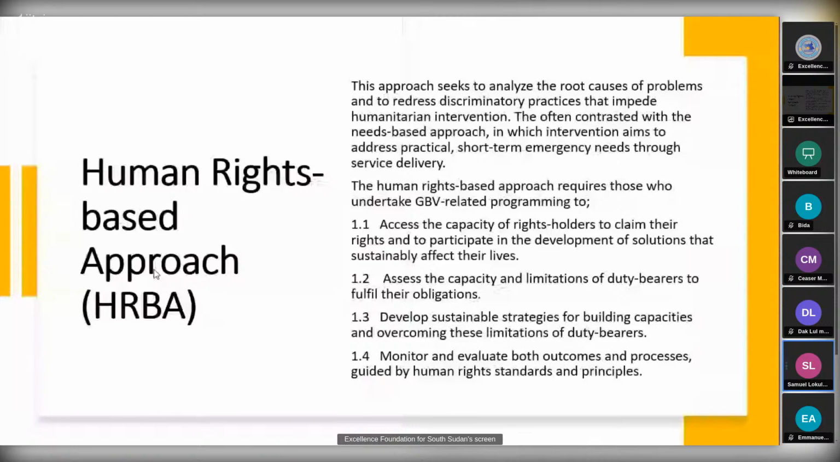The second bullet: assess the capacity and limitations of duty bearers to fulfill their obligations. Who are these duty bearers? You need to assess the people who hold power or position, the people called the duty bearers, so that you can involve them so that they can easily fulfill their obligations or help you in follow up. Develop sustainable strategies for building capacities and overcoming these limitations of duty bearers.